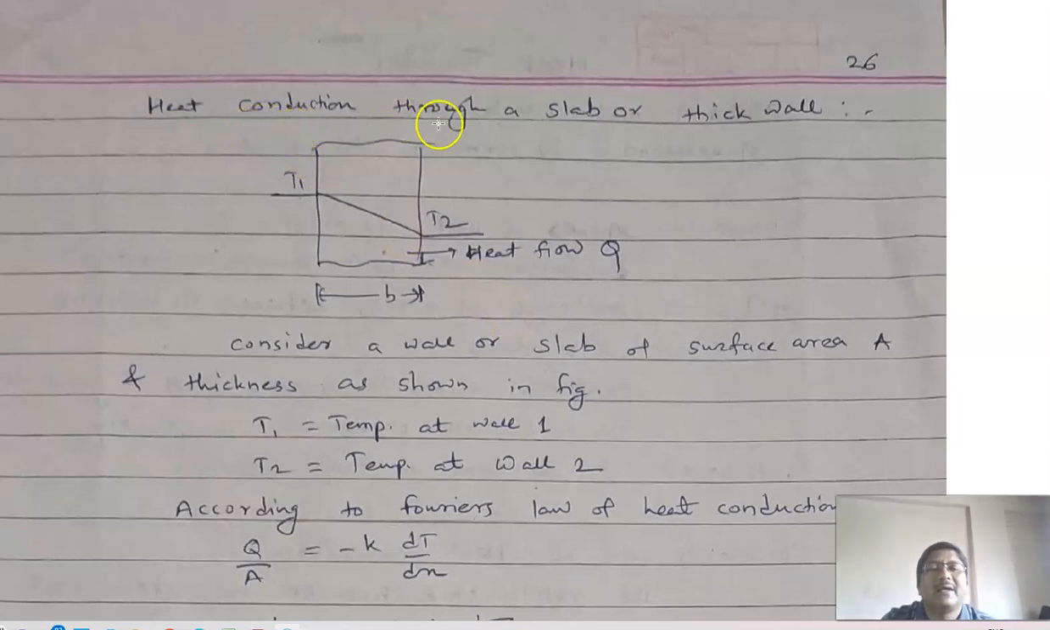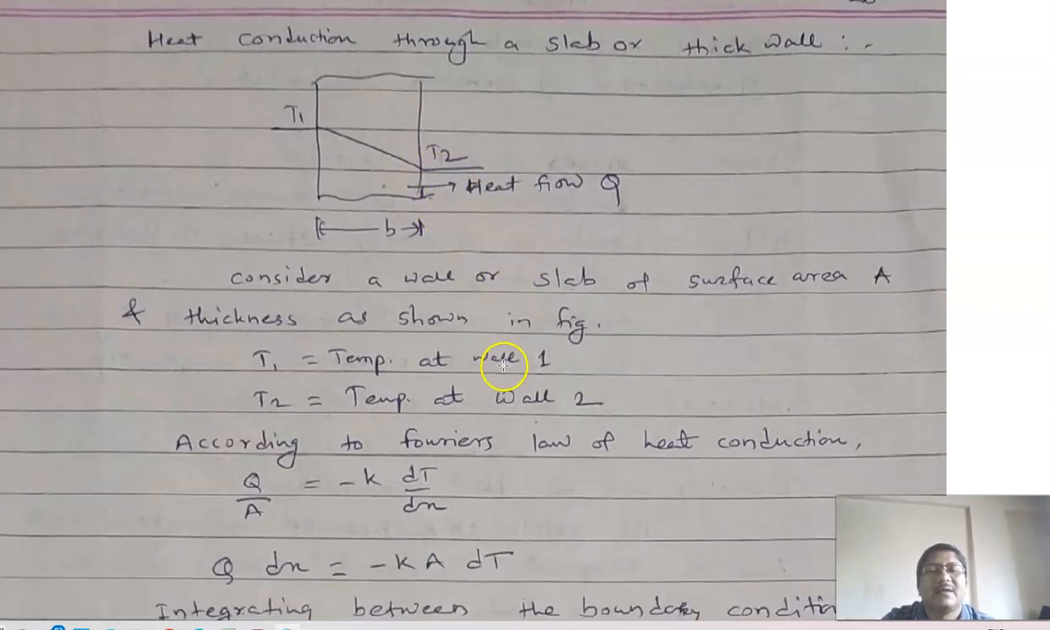Now here, in the figure, heat conduction through a slab or thick wall. The thickness of this wall or slab is b. The initial temperature, where the heater is attached here, is T1, which is highest, and gradually the temperature decreases in the x direction to T2. Consider a wall or slab of surface area A and thickness b as shown in the figure. T1 is the temperature at wall 1, T2 is the temperature at wall 2.